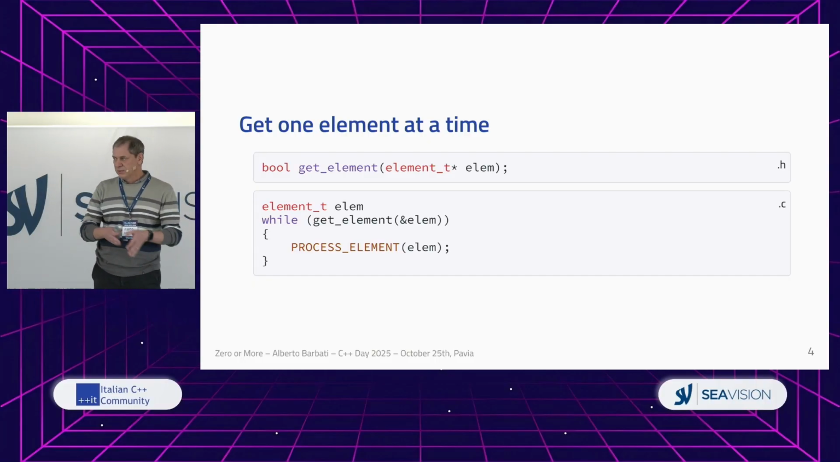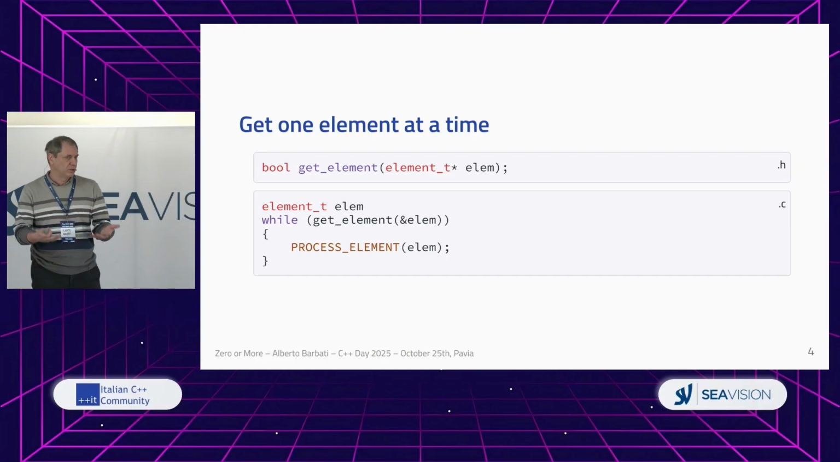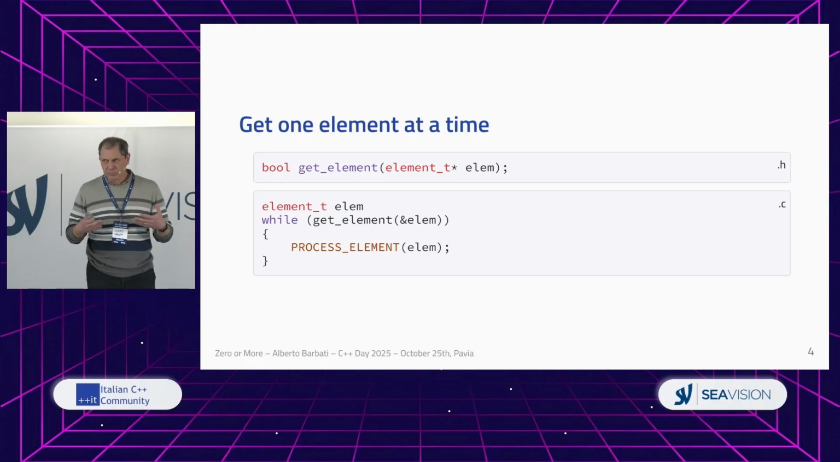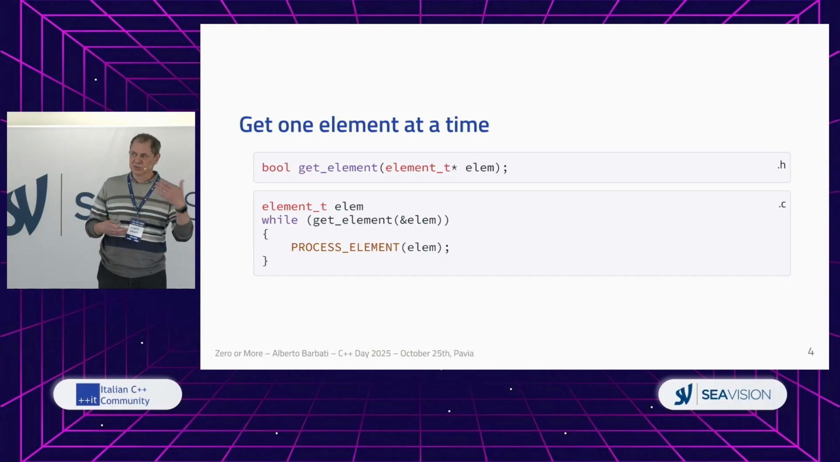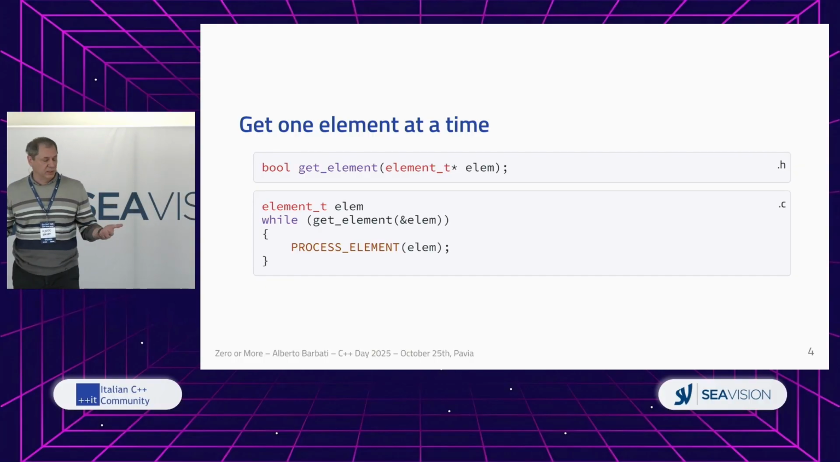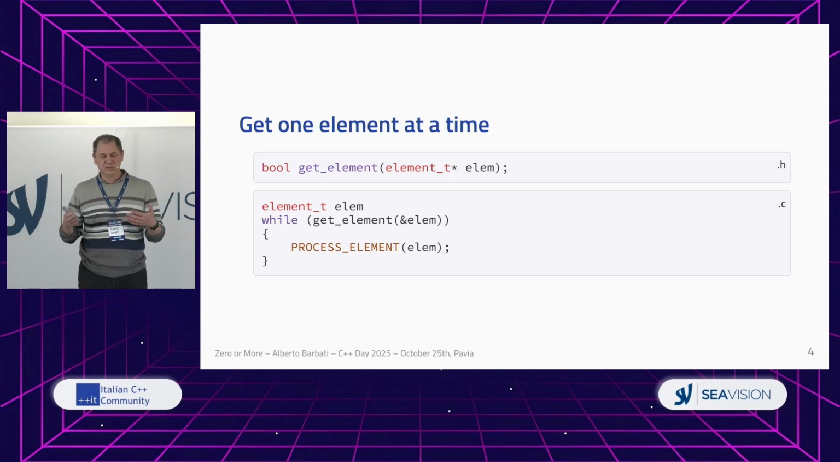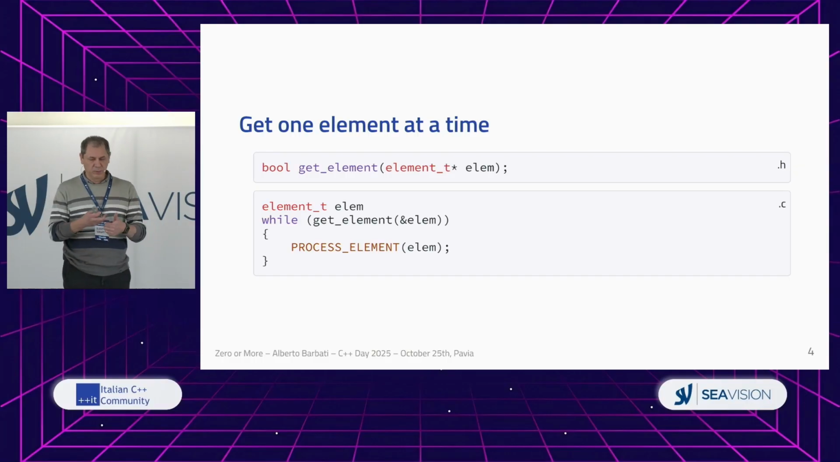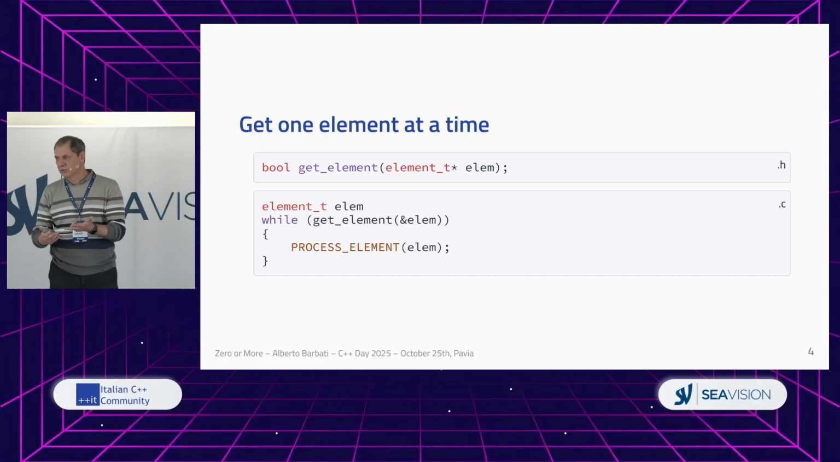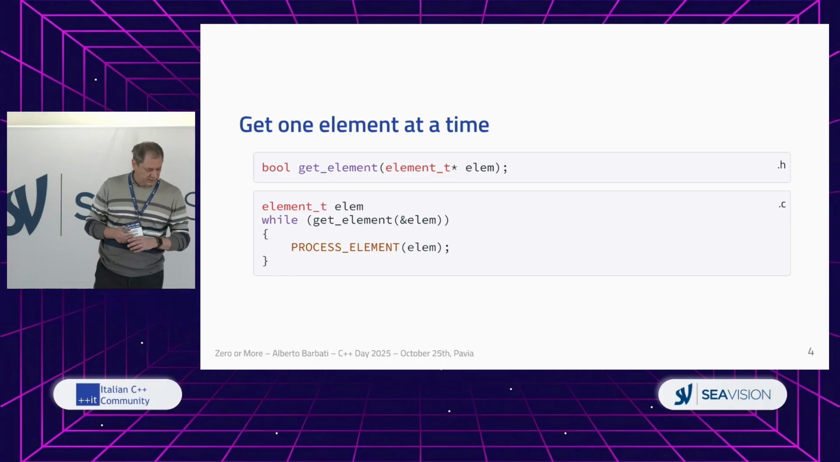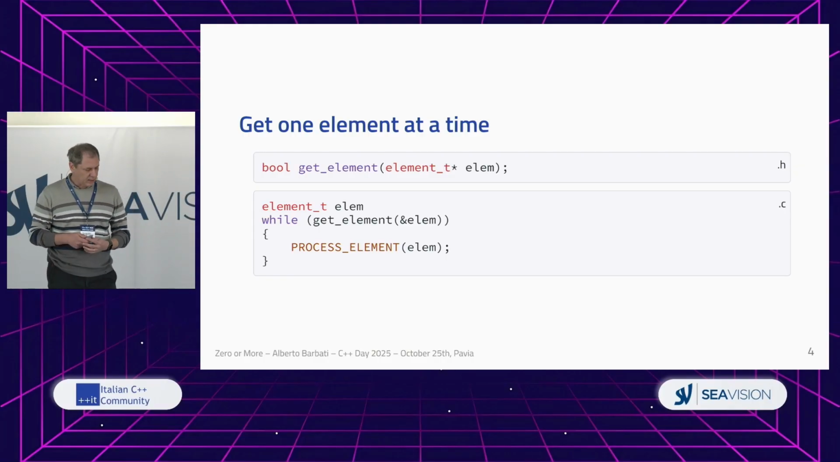I am simplifying here. Most probably, getElement has more arguments in order to provide the function with context. And maybe there is a function to start the iteration and some kind of cleanup at the end. For example, if you imagine you have to read characters from a file, you probably have an open file, a function that returns characters until end of file, and then a close file. I am simplifying this a bit, removing the open and close, and removing the extra arguments from the function.